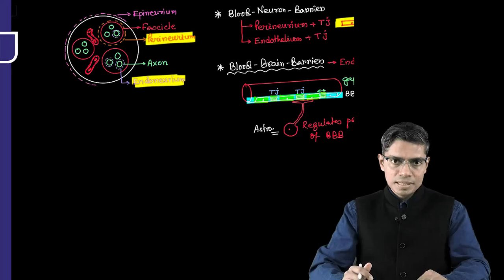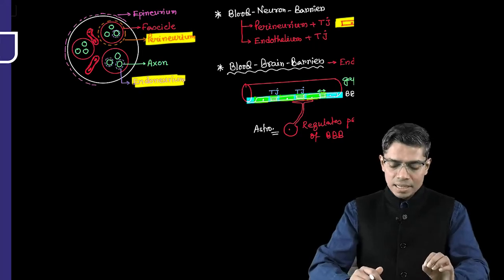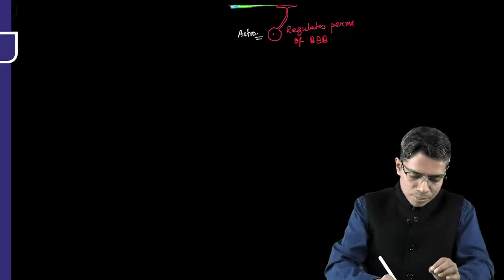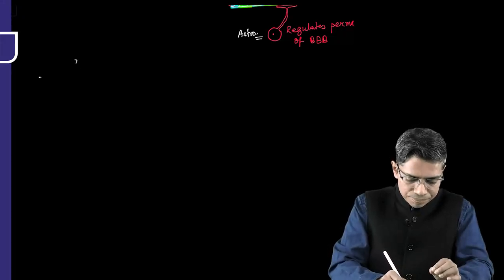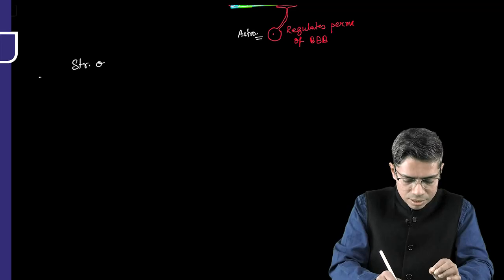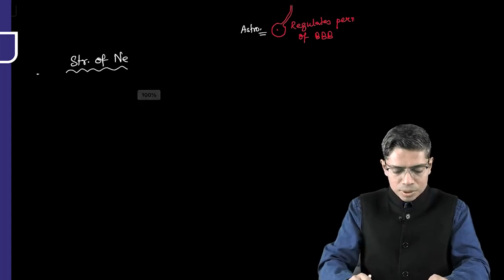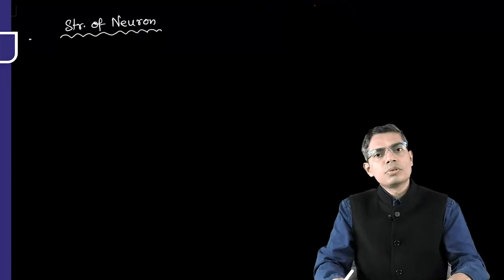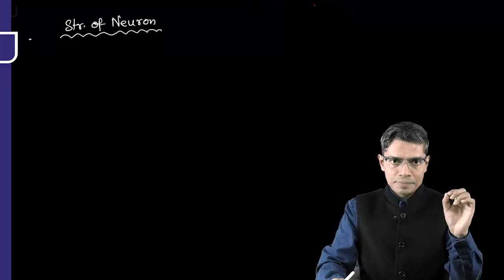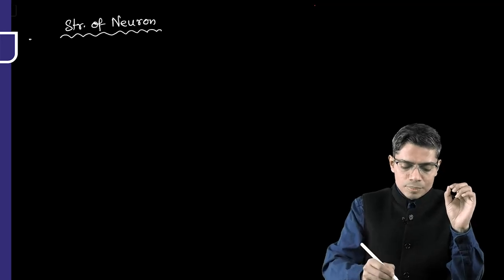So this is all about the basic structural part of a nerve. Now we will be discussing the structure of a single neuron. So the next topic is structure of a single neuron. Obviously this is very, very easy because all of you know the structure of a single neuron. So we will only discuss the specific points which are important for our MCQ purpose.